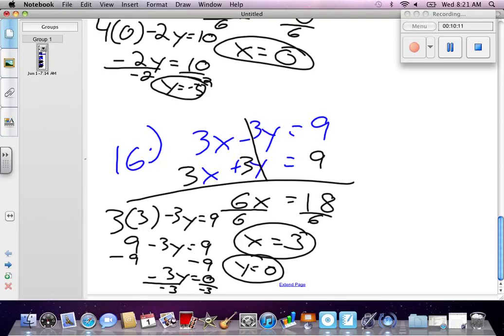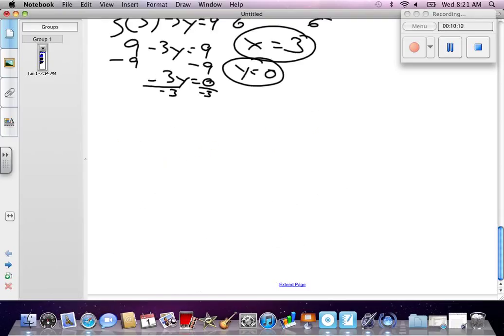Okay. All right, let's look at 17. 17 says you sell 20 tickets to a school play and collect $114. Prices are $3 for students and $5 for adults. How many of each type of ticket did you sell? 17 says determine the equation, and then 18 is find the solution.